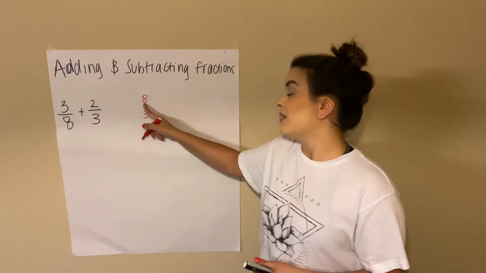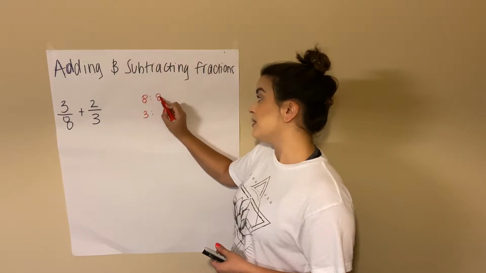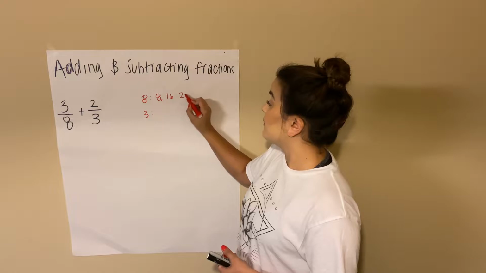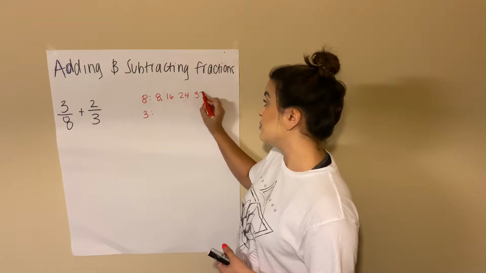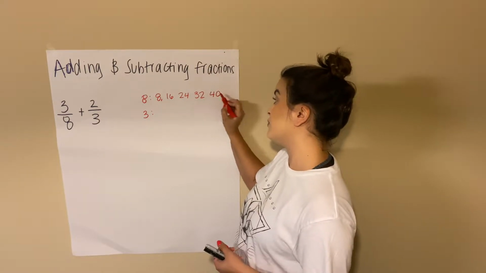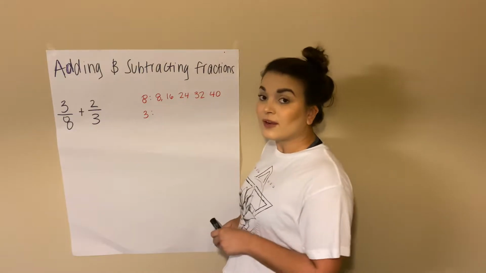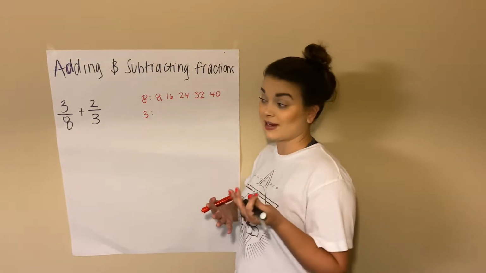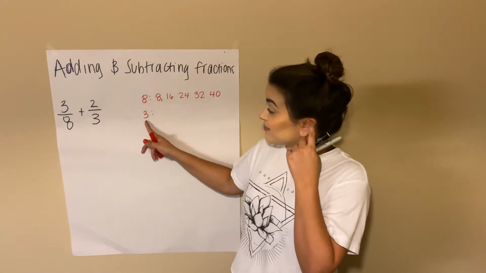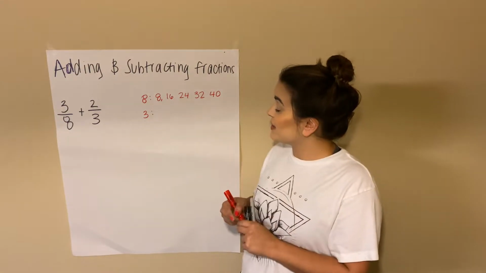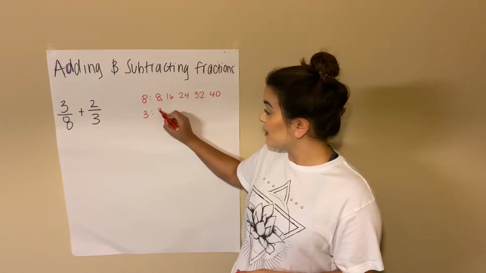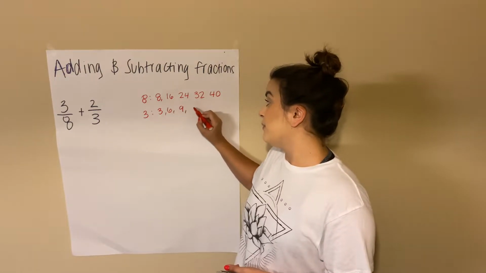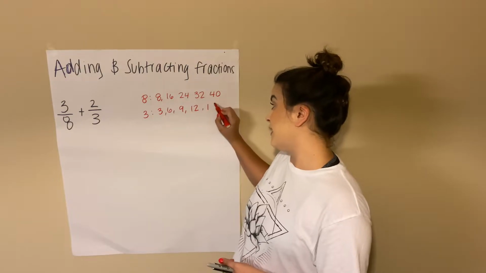So I know 8 times 1 is 8, 8 times 2 is 16, 8 times 3 is 24, 4 is 32, and 8 times 5 is 40. I like to stop at 5 because normally by that time, you will find a match. Now the next one is 3, so 3 times 1 is 3, 3 times 2 is 6, 3, 9, 4, 12, 5, 15.